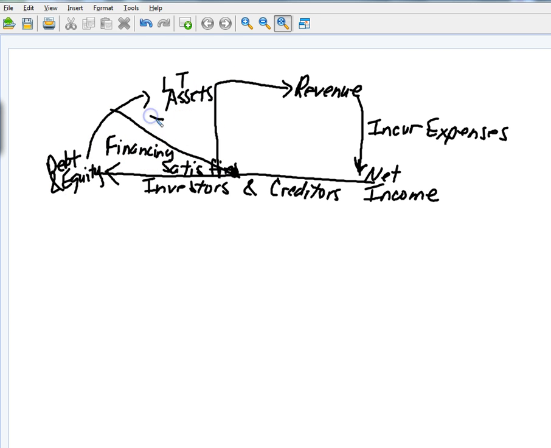And then we have investing activities. Investing activities center around the long-term assets. So we have financing, investing, and then the main core of what we do, right, are incurring these expenses and generating revenue. This is all our operations. So our operating activities. So those are our three cash flow categories: financing, investing, and operating.